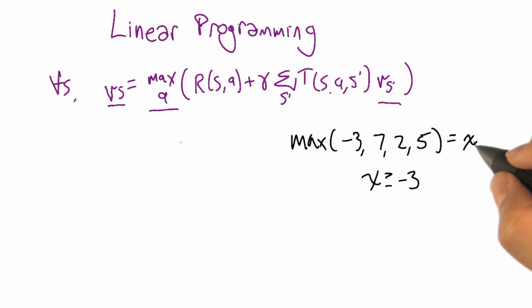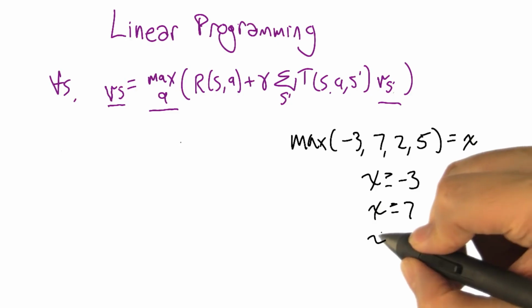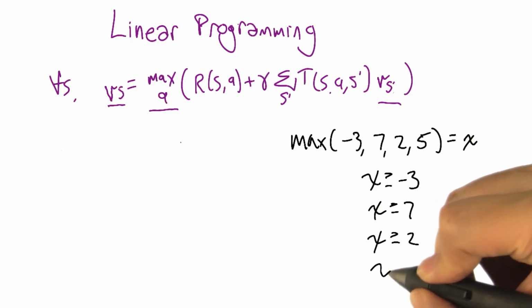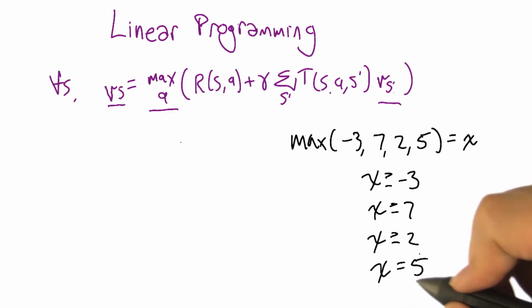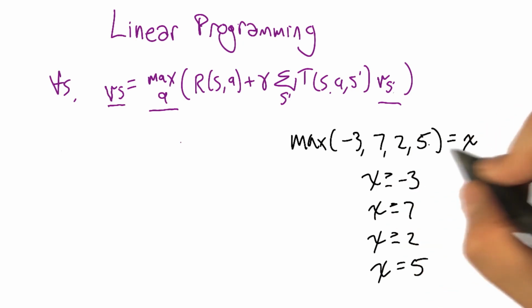And we could say the same thing about 7, right? X is going to be greater than or equal to 7, and x is going to be greater than or equal to 2, and x is going to be greater than or equal to 5. And how do we know this? Because it's the max of those. So it has to be at least as big as any one of them, right?